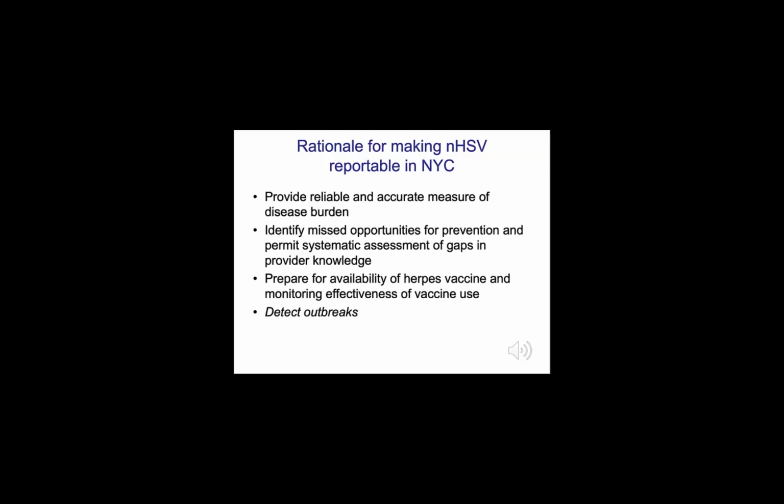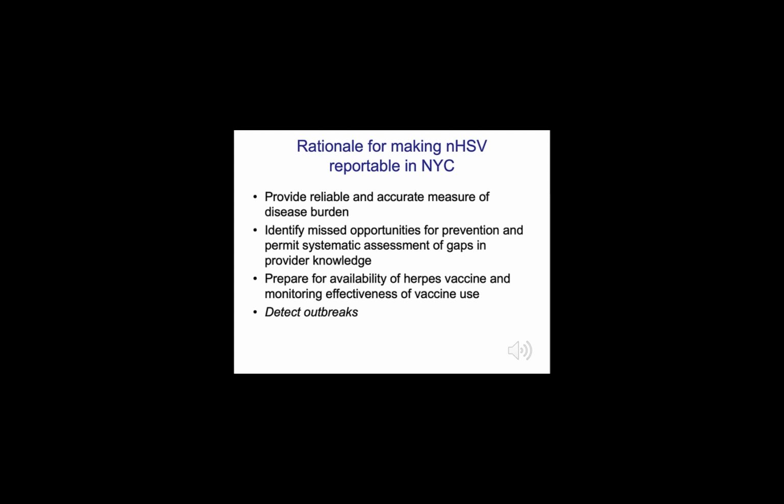So all of these data were taken into account when we considered making neonatal herpes reportable. And our argument in making the decision was really that we needed to have reliable and accurate measures of the disease burden. We wanted to be able to identify missed opportunities for prevention and to enable us to do systematic assessment of gaps in provider knowledge. We wanted to prepare for the anticipated eventual availability of a herpes vaccine and the ability then to monitor the effectiveness of vaccine use. And we wanted to be able to detect outbreaks if there were any.